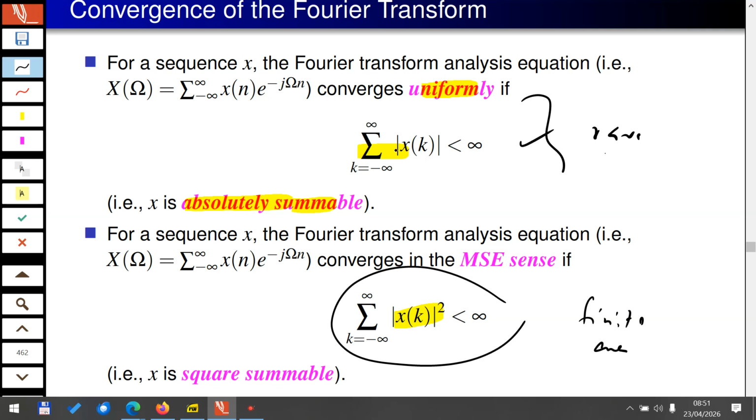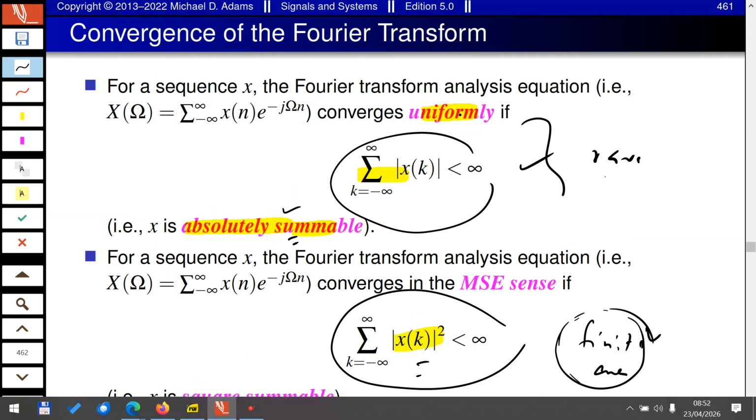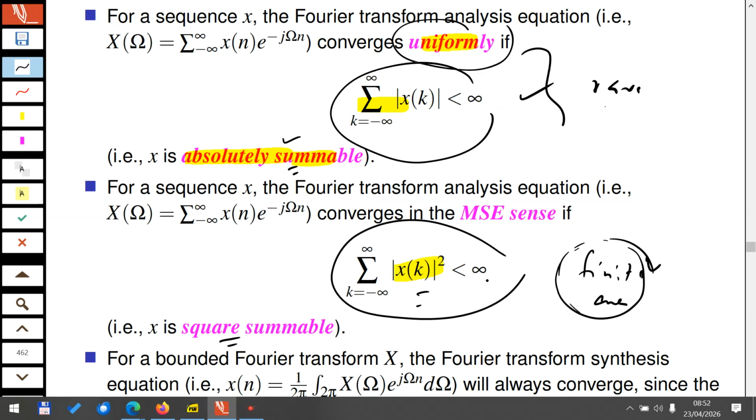So there are two ways in which it can converge. This sum can converge in this sense. It will be called absolutely summable. This sum can converge in this sense, and this we will be calling square summable. And this is why you have to use the finite energy classification. The advantage of absolutely summable is that you will have uniform convergence, and the advantage of finite energy is that you will have this MSE sense. Remember, MSE is mean squared error. So the mean squared error is finite.